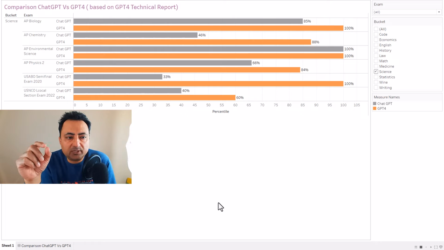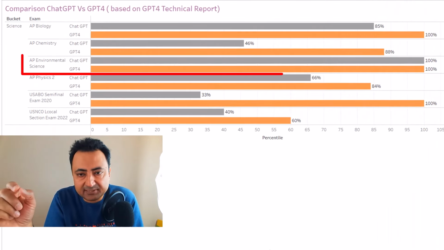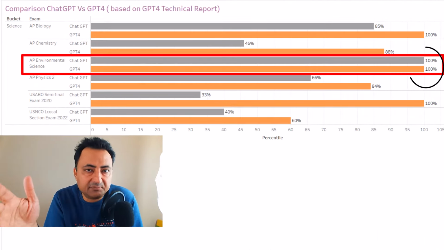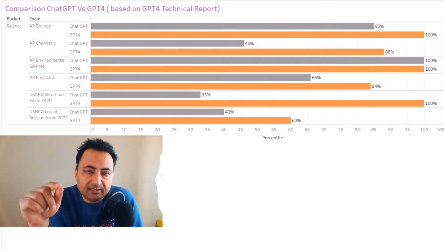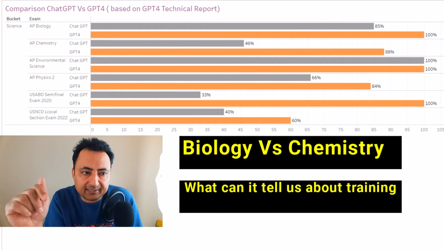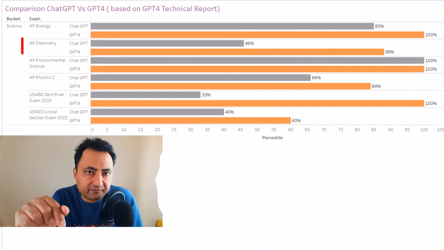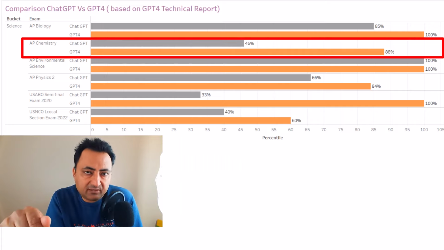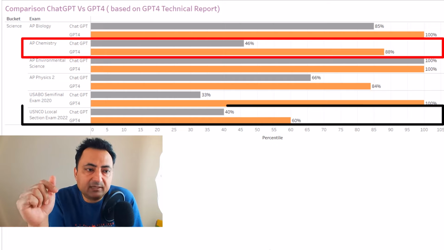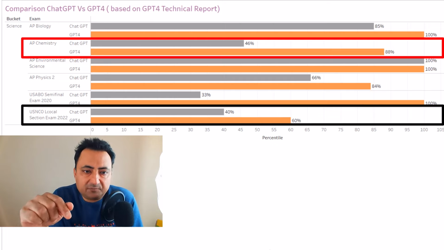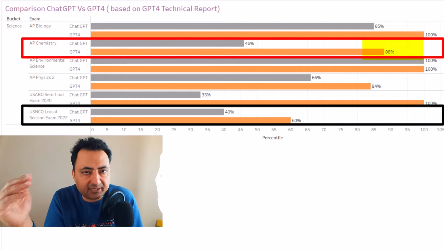So first, let's just quickly look at the AP Environmental Science, where we see both ChatGPT and GPT-4 do phenomenally well at 100%. Now comes the meat of the story, the comparison between biology and chemistry. Let's look at chemistry first. If you look at AP chemistry, which tends to be an easier exam as opposed to the chemistry Olympiad, the AP chemistry performance of GPT-4 is much better than ChatGPT. From 46%, the performance has jumped all the way up to 88%. So roughly 42 percentage points up.